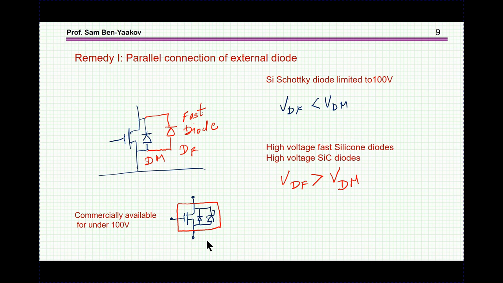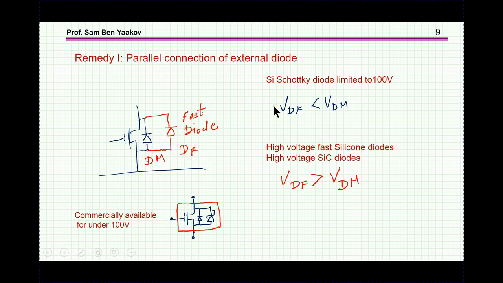One thing that comes to mind is to put a fast diode in parallel to this slow diode, which is okay, but for this solution to work, the voltage drop on this fast diode should be smaller than the voltage drop on this diode. Otherwise, the current will go through the diode which has the smallest voltage drop. So this is the requirement. The fast diode will have a smaller voltage drop than the intrinsic diode.